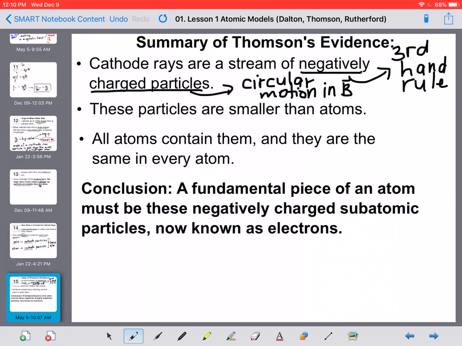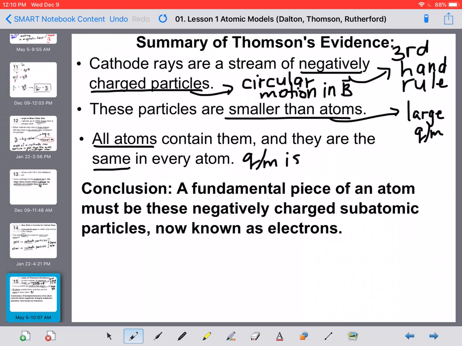Okay, these particles are smaller than atoms. The reason that we know that is because they have a large Q over M value. All atoms contain them, and they are the same in every atom. This is because Q over M is the same for all cathode rays.